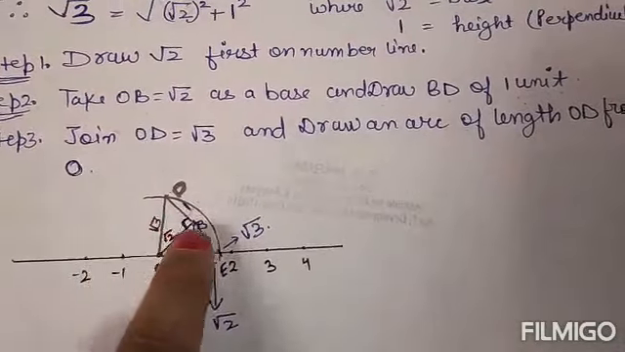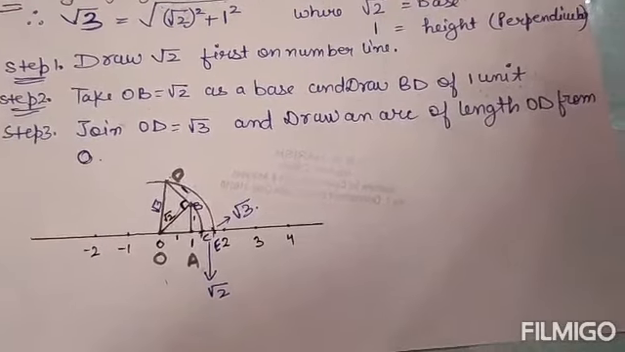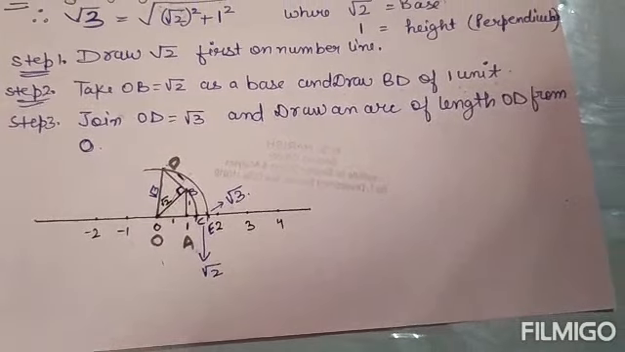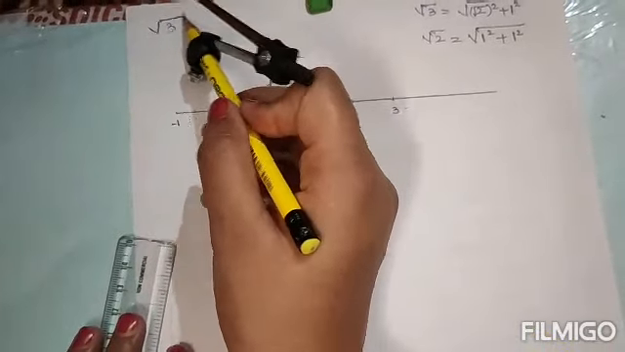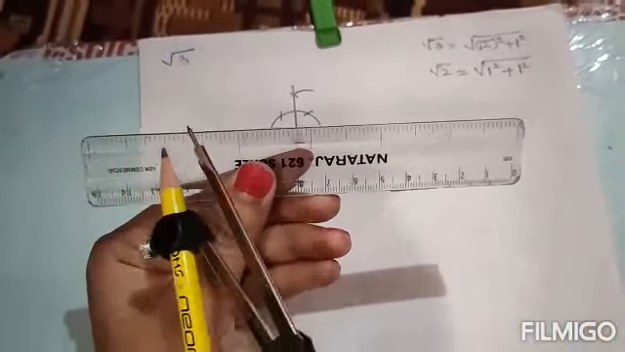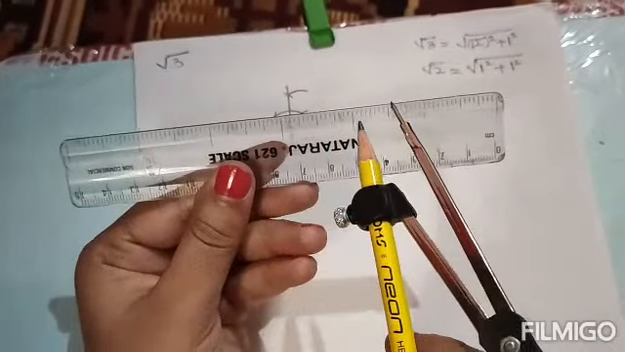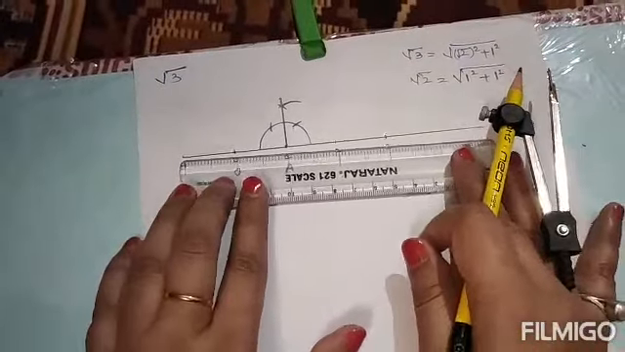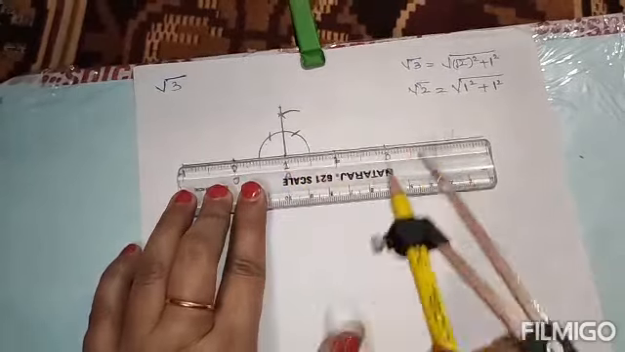Make sure this point should be 90 degree using your protractor. Now, one more time, I'm explaining how to draw root 3. I'm taking the distance of this as 1 unit. From here to here, 1, 2, 3, 4, 5, and 6. Look, this is what I have drawn, taking this as a 1 unit, 0, 1, 2, 3.